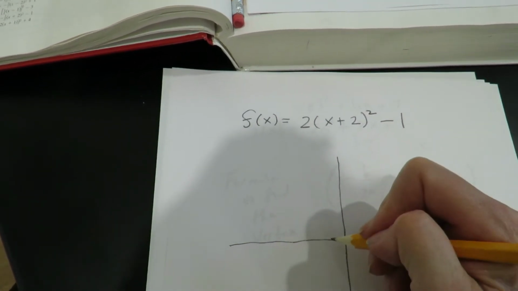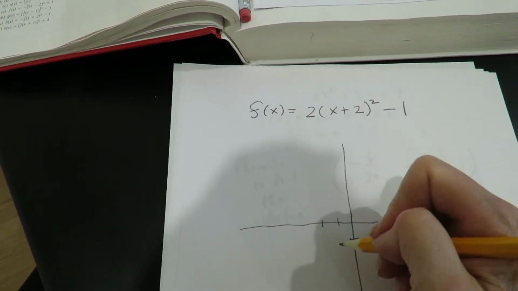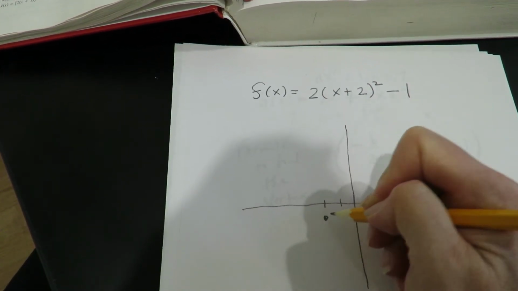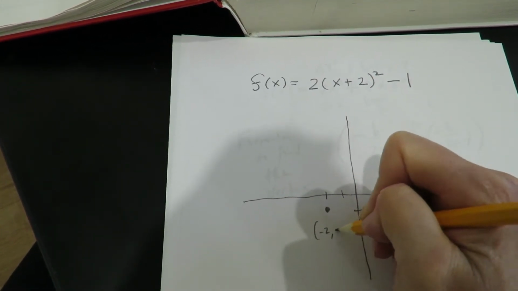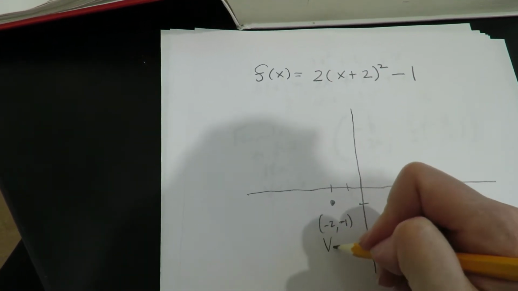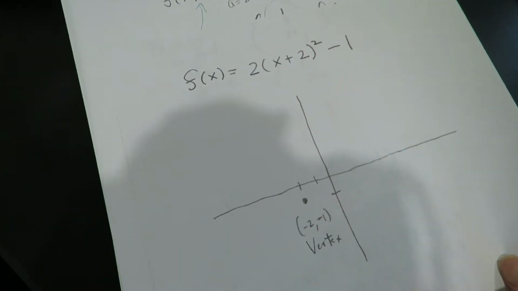All right, so we said the vertex was -2, -1. So that would put the happy camper right there. All right, that's the vertex. I'm just helping you do this problem because I'm going to ask you one of these on the test.